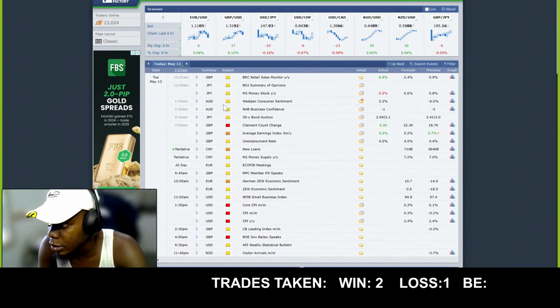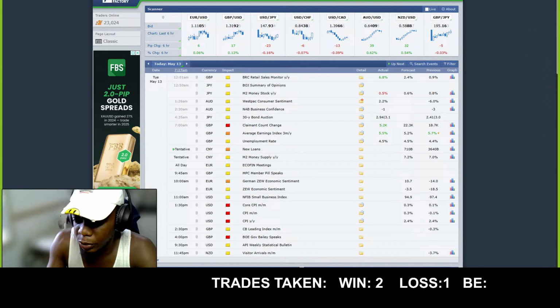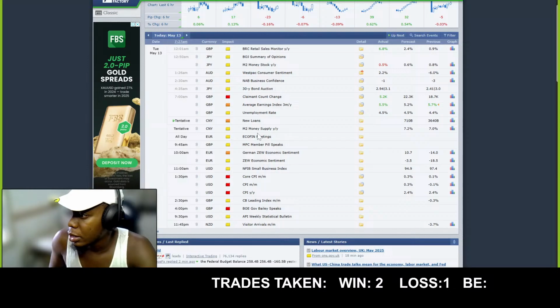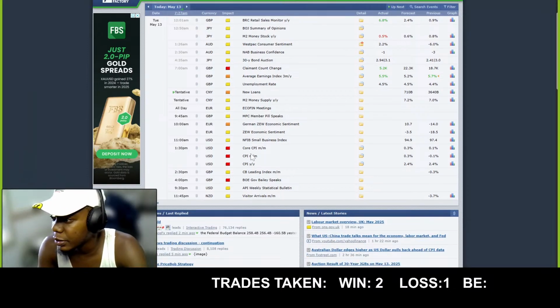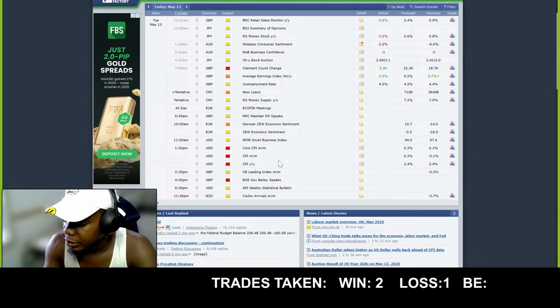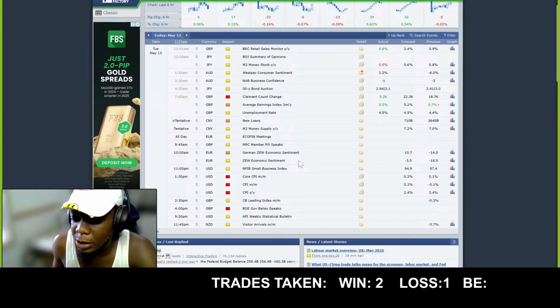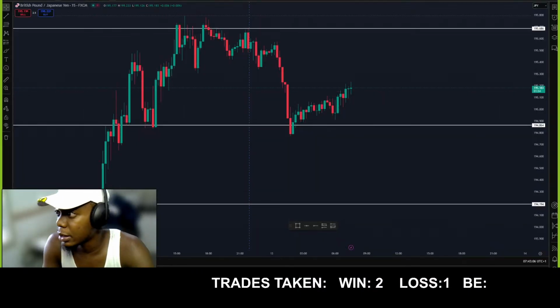So today is Tuesday, the 13th of May, and we have a GBP news around 7 a.m., which has already passed. And what we have right now, we have CPI today by 1:30 on the USD, and that is the only thing we have going on today. So that aside, let's go over to our chart and let's do some breakdown.